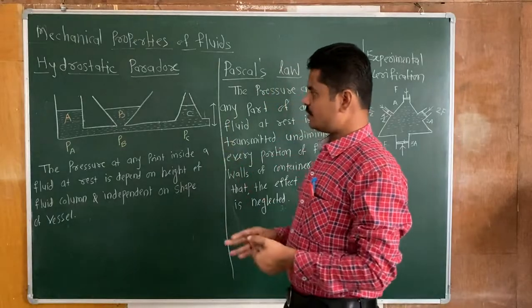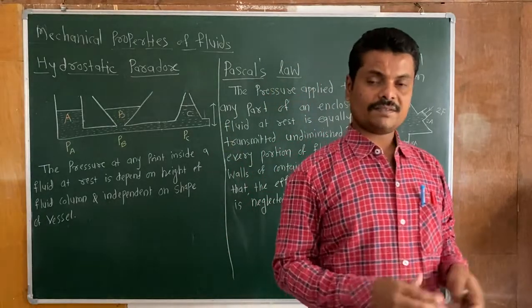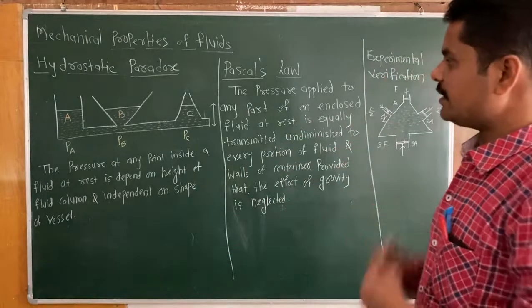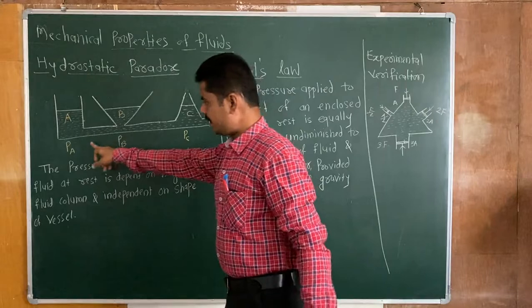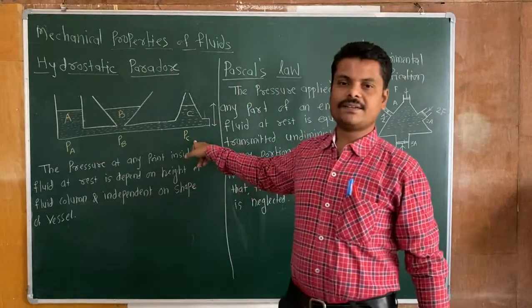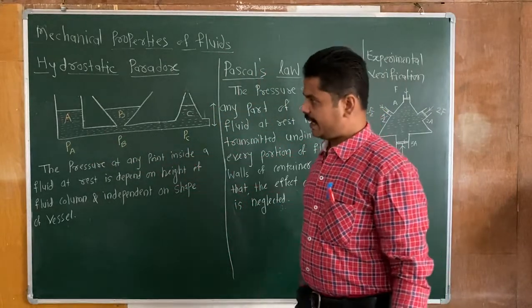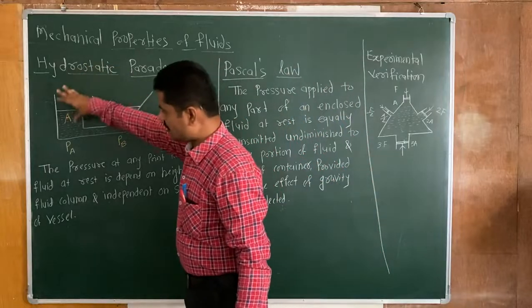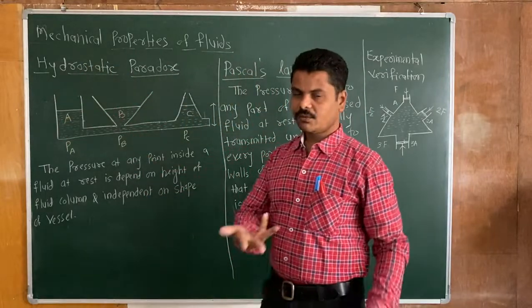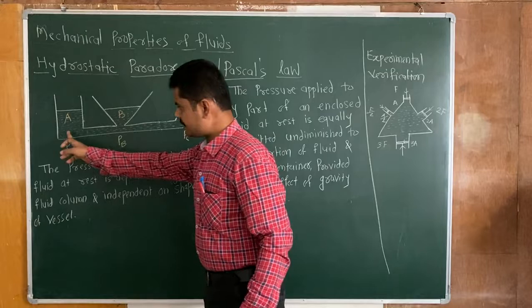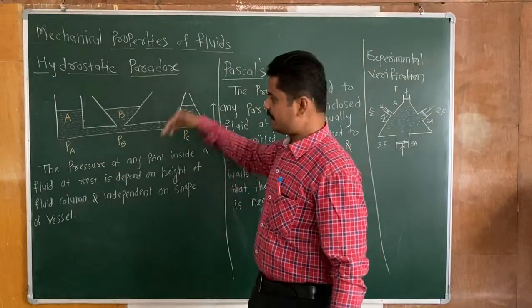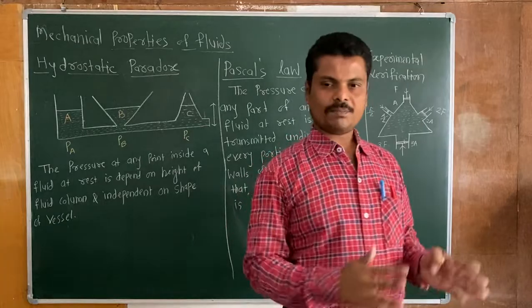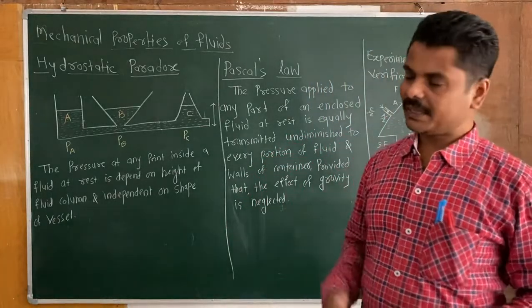Sir, I can show three vessels: vessel A, vessel B, vessel C. Notice carefully that the shapes of vessels A, B, C are different. When you pour water in vessel A, the water in vessel A moves to vessel B and vessel C. When the pouring is stopped, what happens after some time?